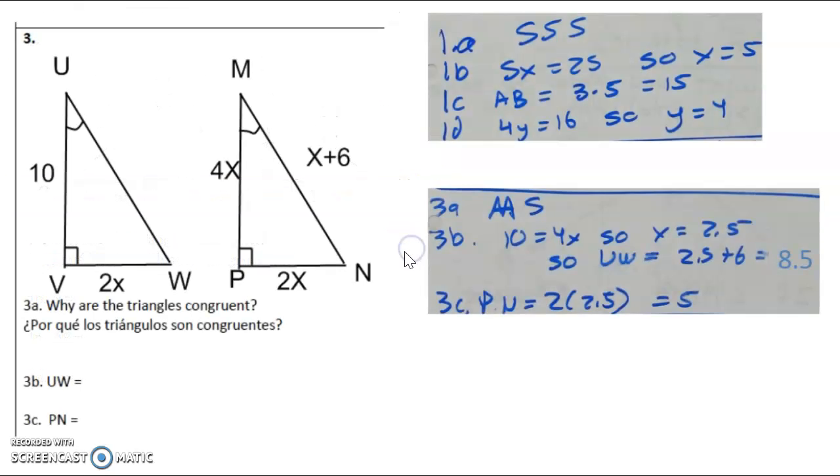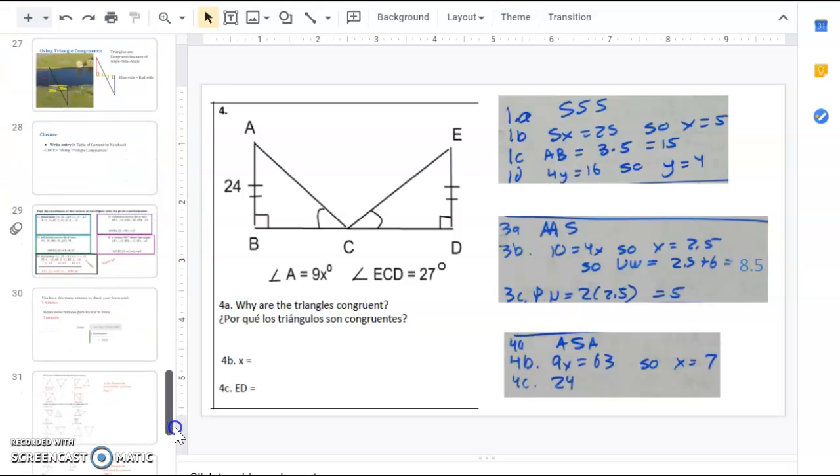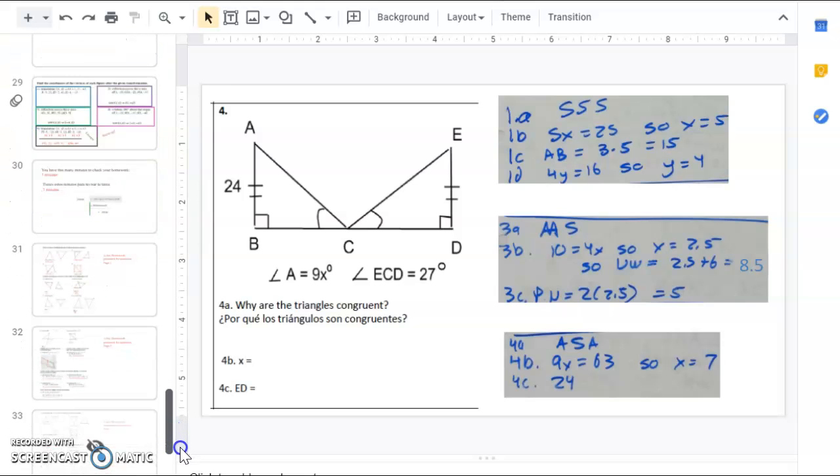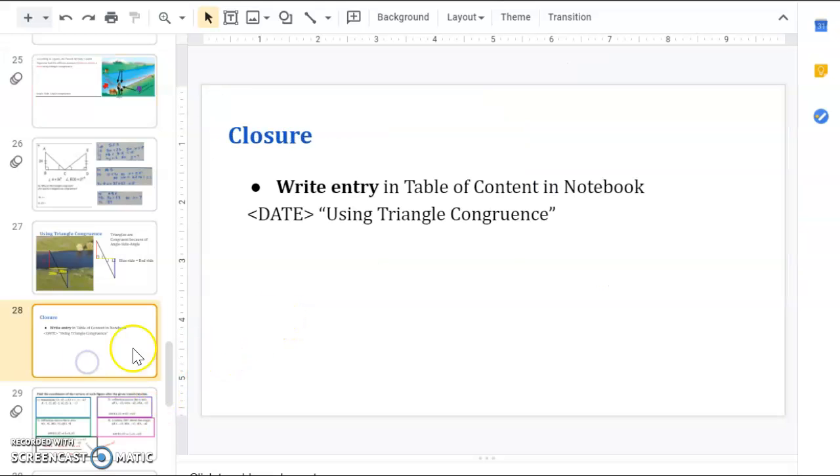So that's it for today. I'm sorry, that's not it for today. You are to finish the rest of the Desmos activities. And then when you are done for the day, the last thing you need to do is write an entry in the table of contents in your notebook, with today's date and "using triangle congruence."